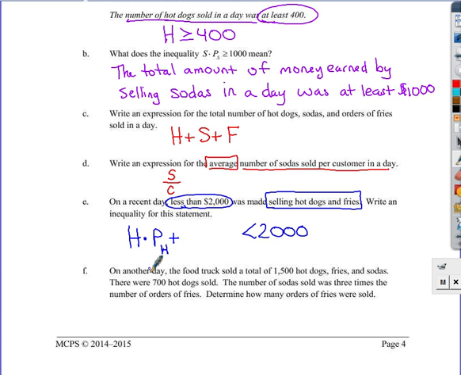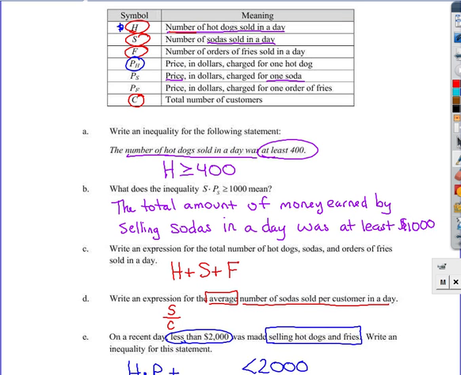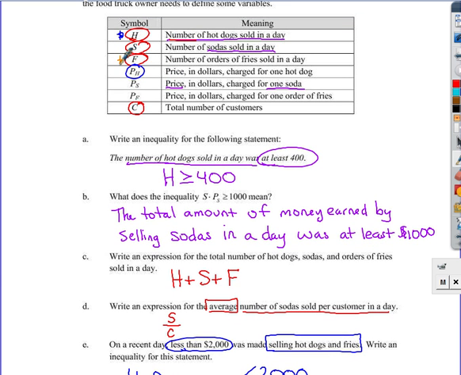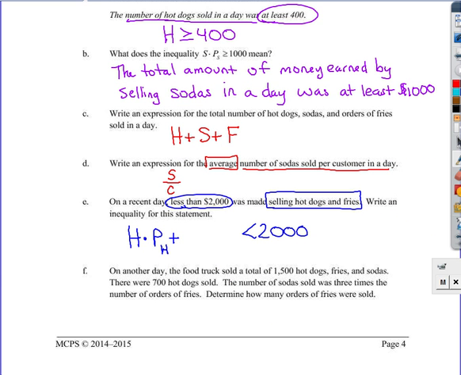And then the same thing with fries. Look at my table. Fries is F, and the price for a fry is P sub F. So I'm going to have to take F times P sub F.